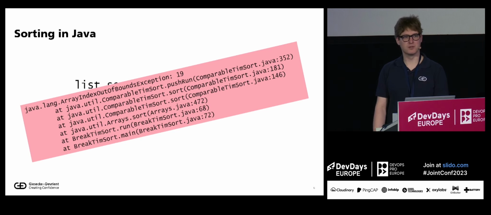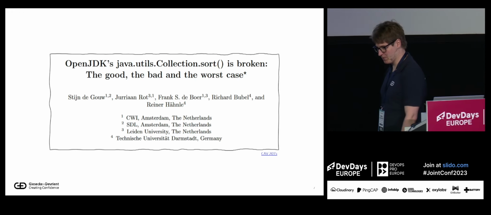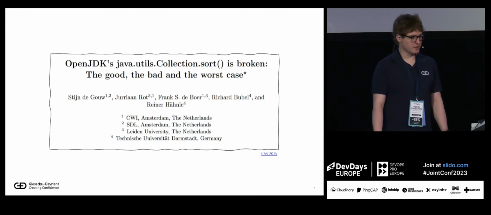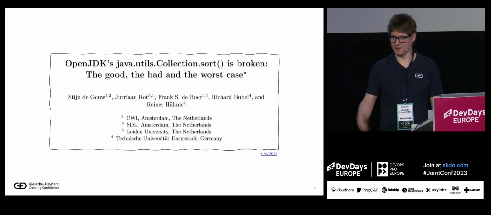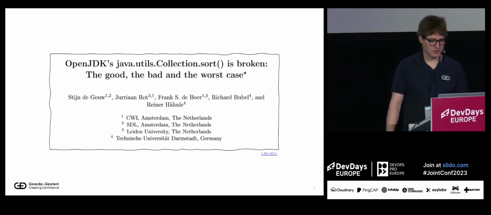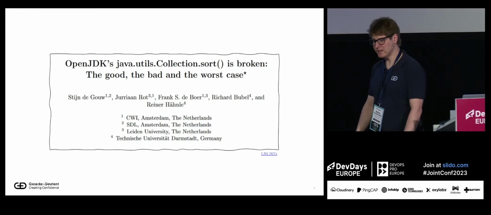And the problem was that it was broken. That's the whole reason why it threw an exception. So this is a paper from 2015, I think it actually was from the same year as the conference, where the picture was: "Java util collections sort is broken: the good, the bad, and the worst case." So that's kind of concerning, right?